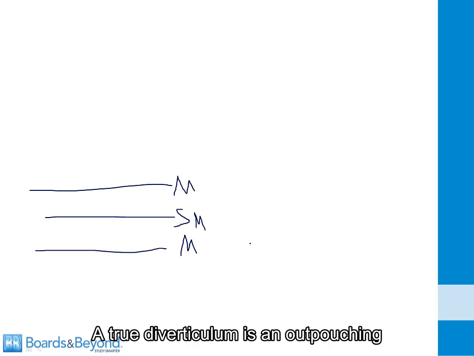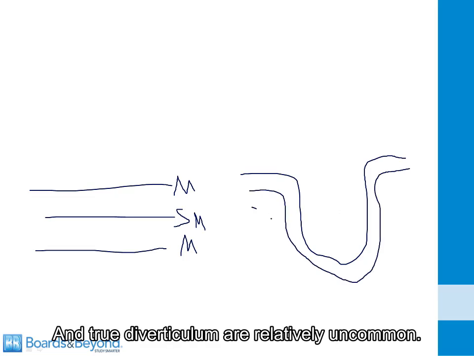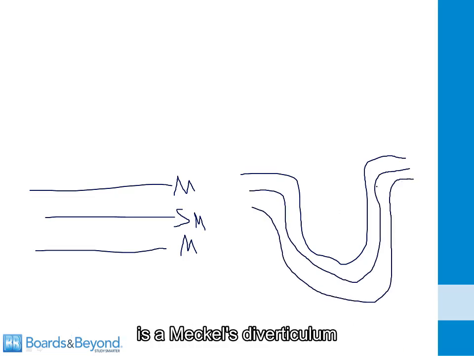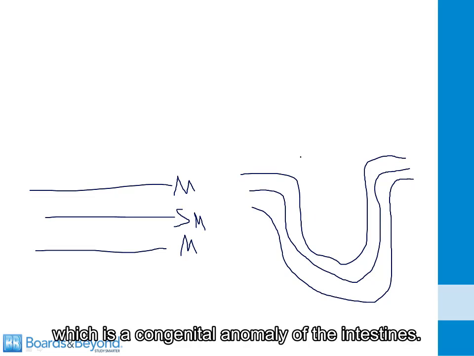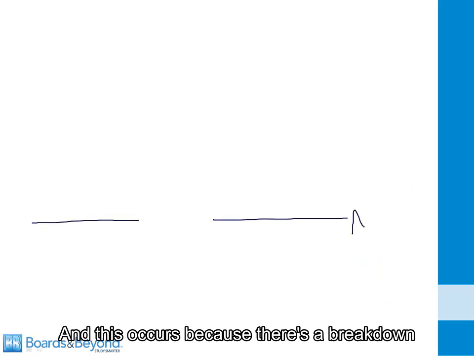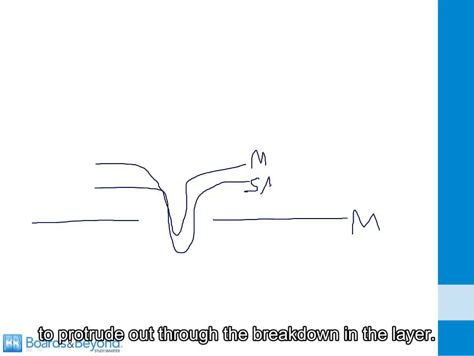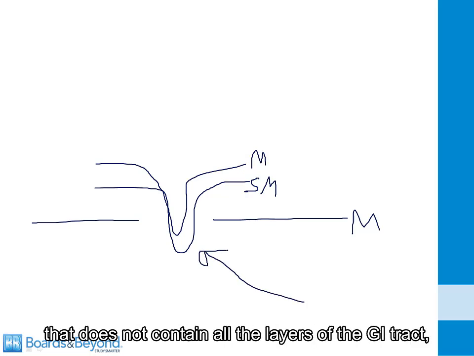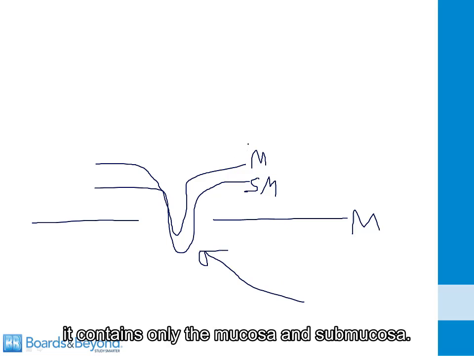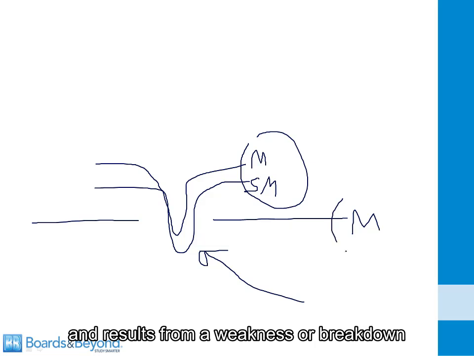A true diverticulum is an outpouching that involves all three layers, and true diverticula are relatively uncommon. The most important one for you to know is a Meckel's diverticulum, which is a congenital anomaly of the intestines. A Zenker's diverticulum is called a false diverticulum, and this occurs because there's a breakdown in that muscular layer that allows the mucosa and submucosa layers to protrude out through the breakdown in the layer. This creates a diverticulum that does not contain all the layers of the GI tract. It contains only the mucosa and submucosa, and for this reason it is called a false diverticulum, and results from a weakness or breakdown in the muscular layer.